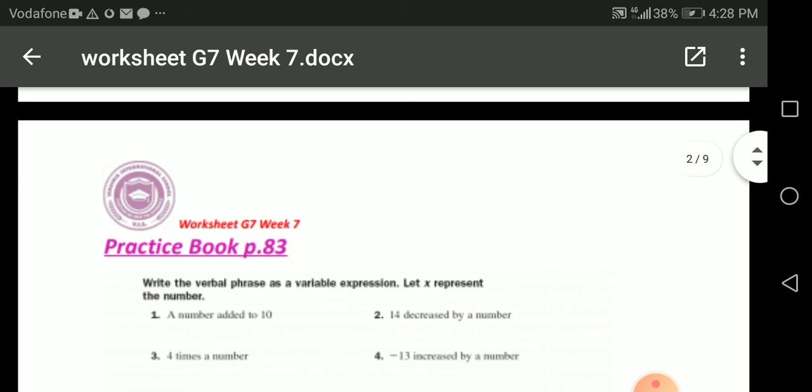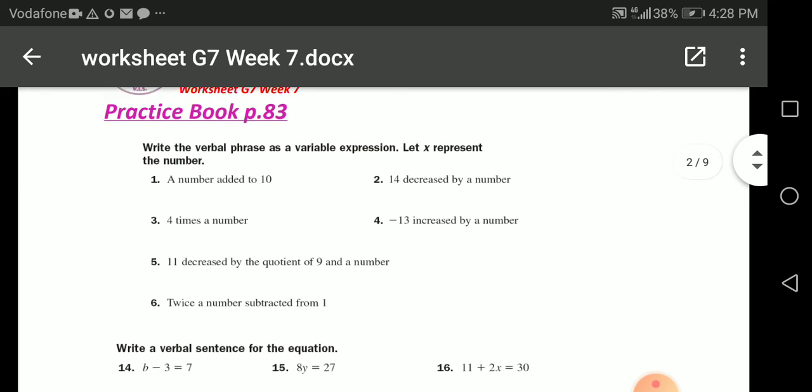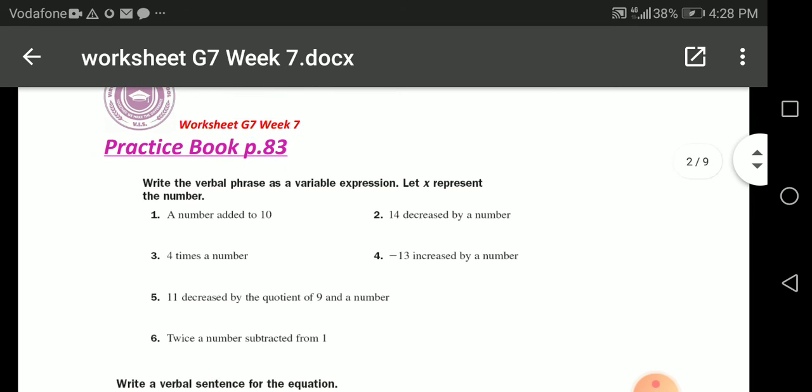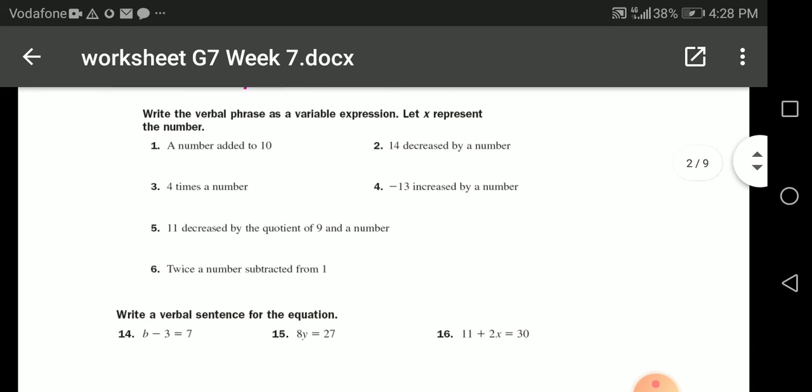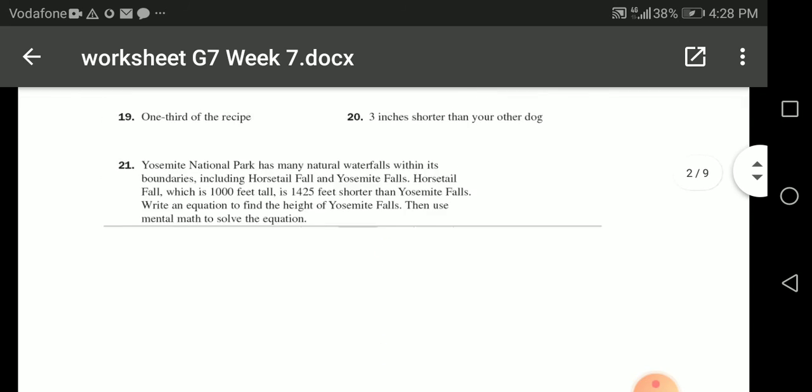Okay, my dear students, here you are some exercises from your practice book. Let's do it here. It's page 83, and I have written the answers down for you to check your answers after solving. It's very important, guys.